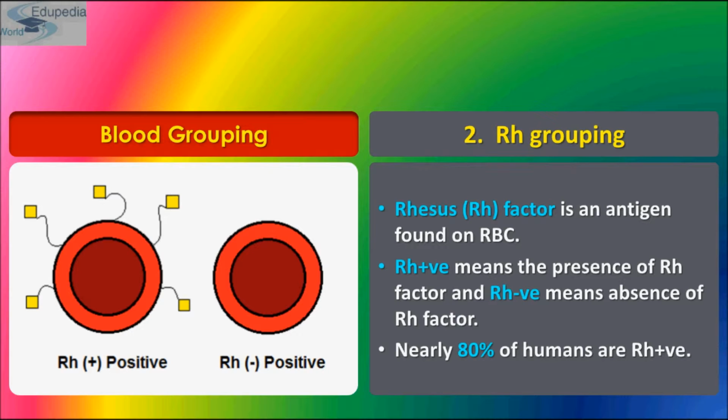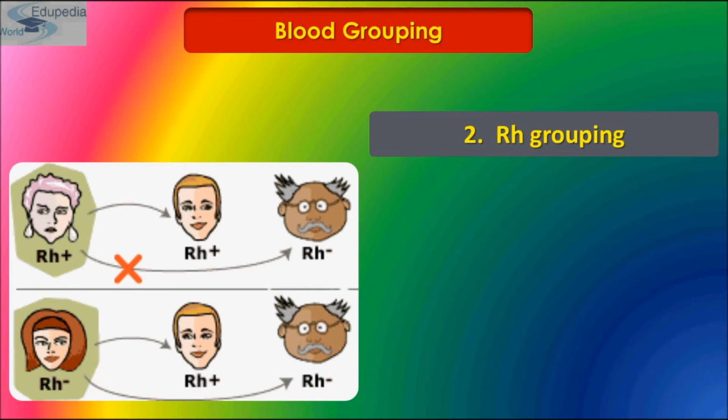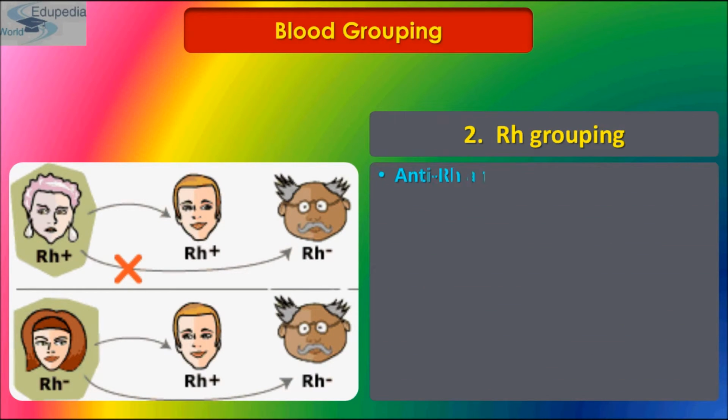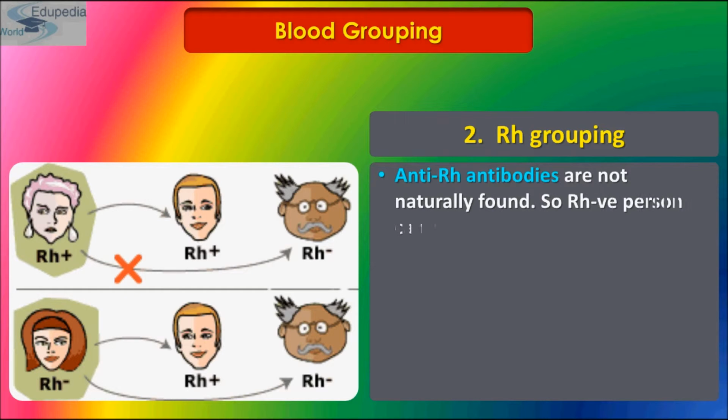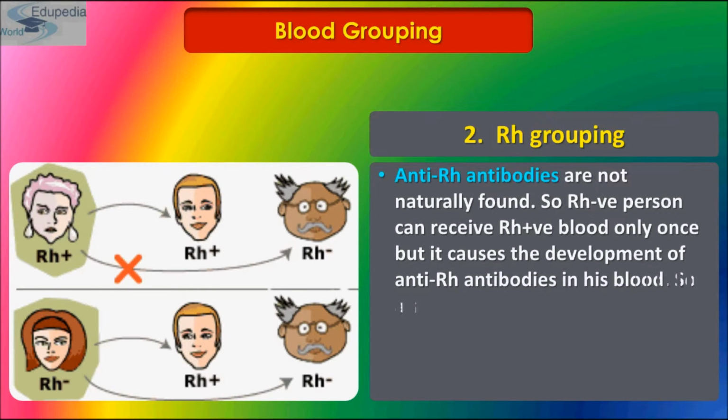But you know what, both in Rh positive and Rh negative individuals, they are phenotypically normal, but the problem arises during blood transfusion and pregnancy. Okay, that we'll see. See, this is incompatibility during blood transfusion. Okay.